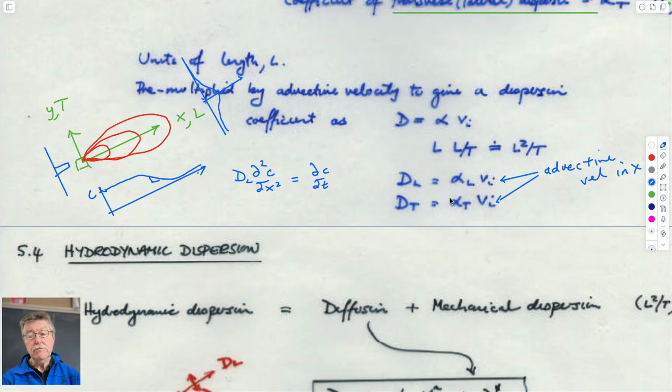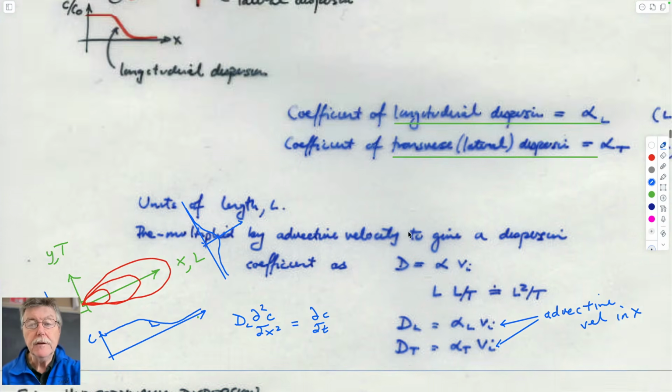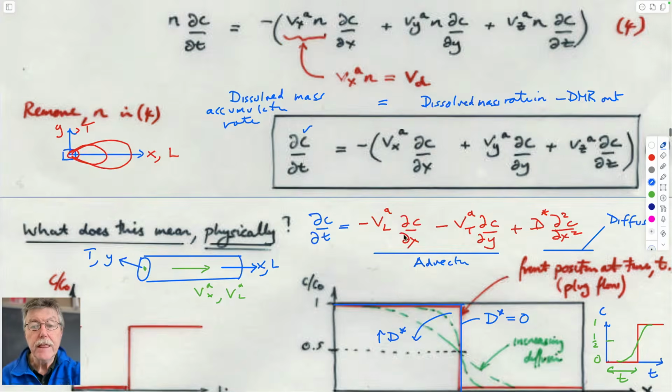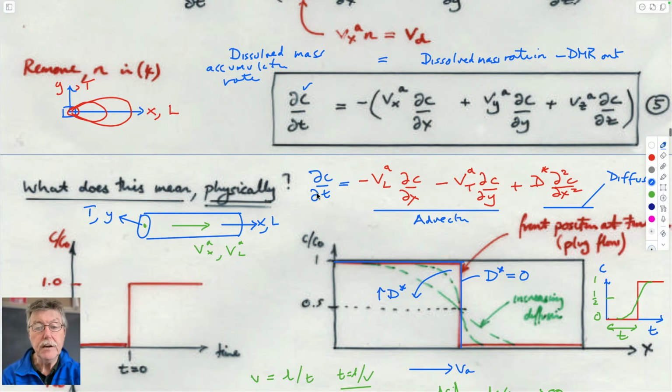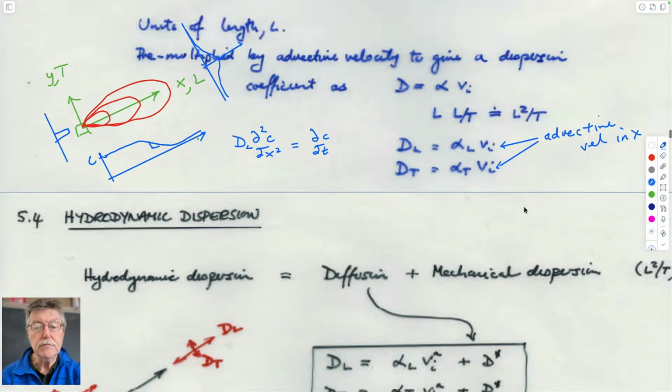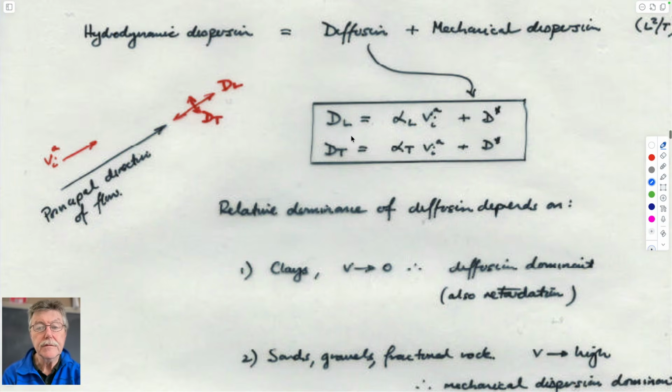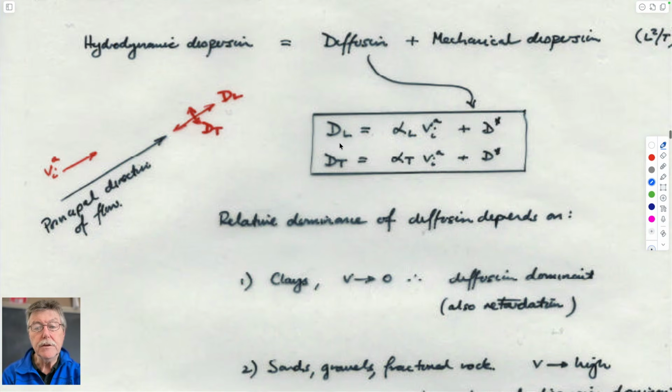And these are coefficients which we need to get somehow. Turns out that maybe transverse is a third of the magnitude of the longitudinal one. We'll see what that is later. And if we use these coefficients in this expression here, then we can accommodate that behavior. So let's write that out. So let's assume that we can fit those data.